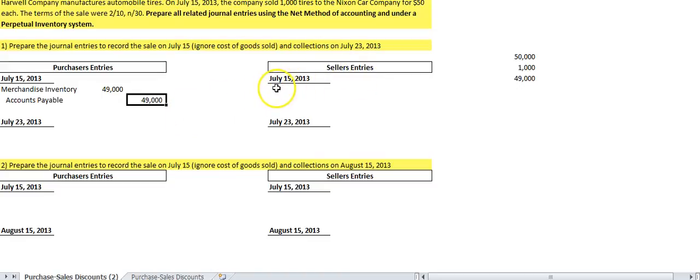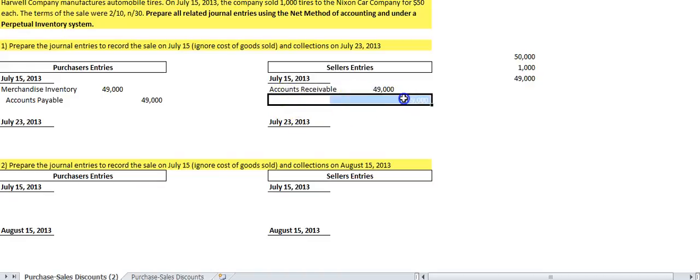Let's see what the seller does. The seller is probably going to do the opposite. The seller is going to have an accounts receivable, right? For 49,000. And its inventory went down by 49,000. Right? So the inventory went down by 49,000, and I'm sorry, not inventory, sales revenue. We're going to ignore the cost of goods sold portion of this entry. This has two more entries, right? Where you're going to book cost of goods sold and offset that with inventory. But for now, let's ignore that. So the seller gets sales revenue of 49,000 and has an accounts receivable of 49,000. That's the correct entry. Okay.